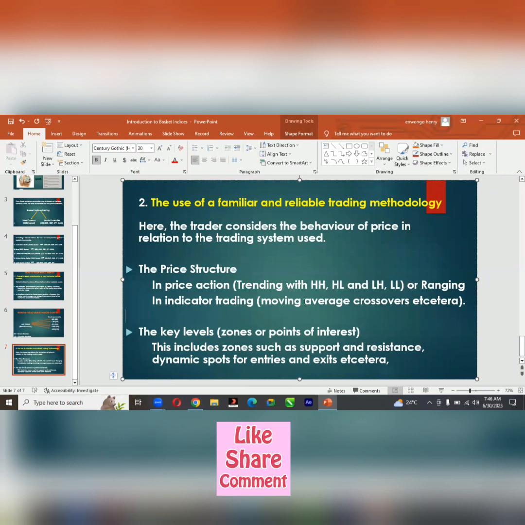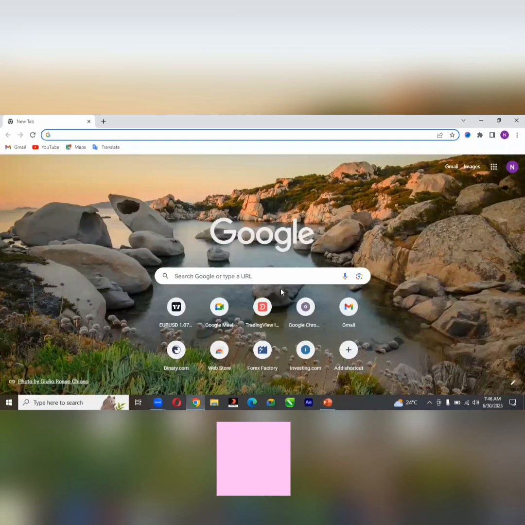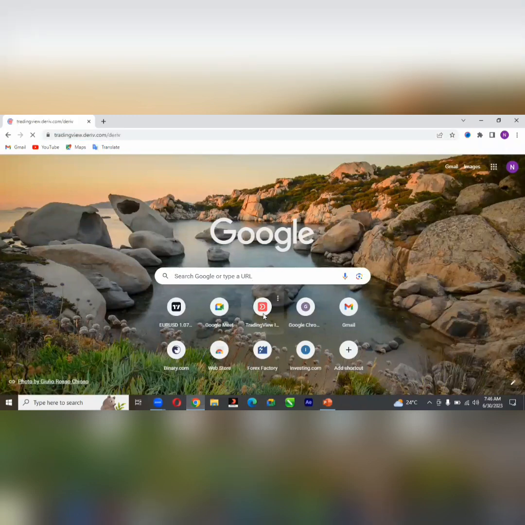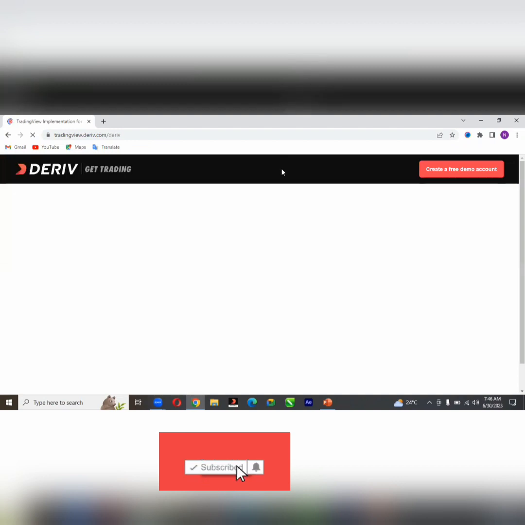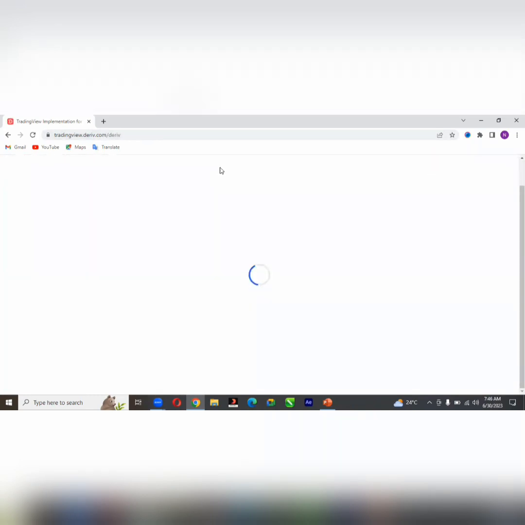Okay, so in indicator trading, we have moving average crosses. So let's look at that in our chart. I use tradingview.deriv.com to do my analysis for every asset that Deriv offers, except currency pairs, where I use the real TradingView. Okay, so we're going to look at this and know what's happening.